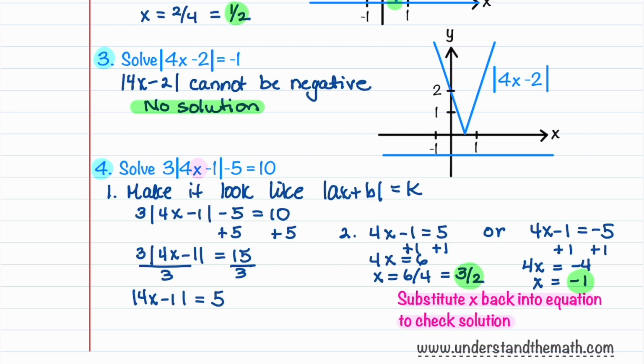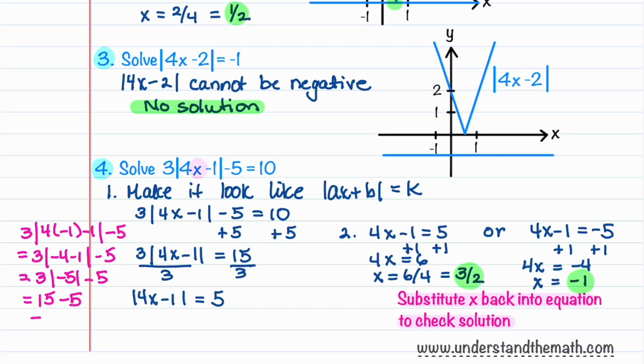Plugging x is equal to -1 back into this equation gives us 3 times the absolute value of 4 times -1 minus 1 minus 5. And this is 3 times the absolute value of minus 4 minus 1 minus 5, which gives us 3 times the absolute value of minus 5 minus 5. The absolute value of minus 5 is just 5. So this gives us 15 minus 5, which is equal to 10. And this 10 agrees with this 10. So we know that we have found the correct solution.